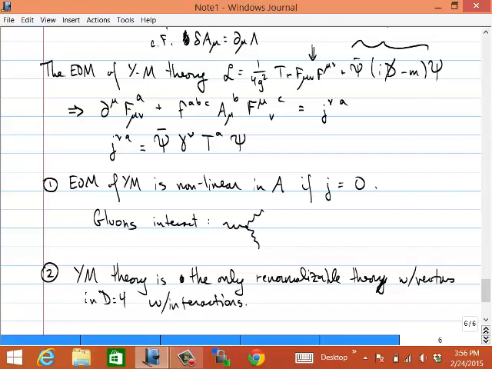We already started this course by discussing scalars, spin zero particles. And then we moved on to spinors, spin 1/2 particles. Now we're on to spin 1. And Yang-Mills theories are essentially the only renormalizable theories that we can write down.